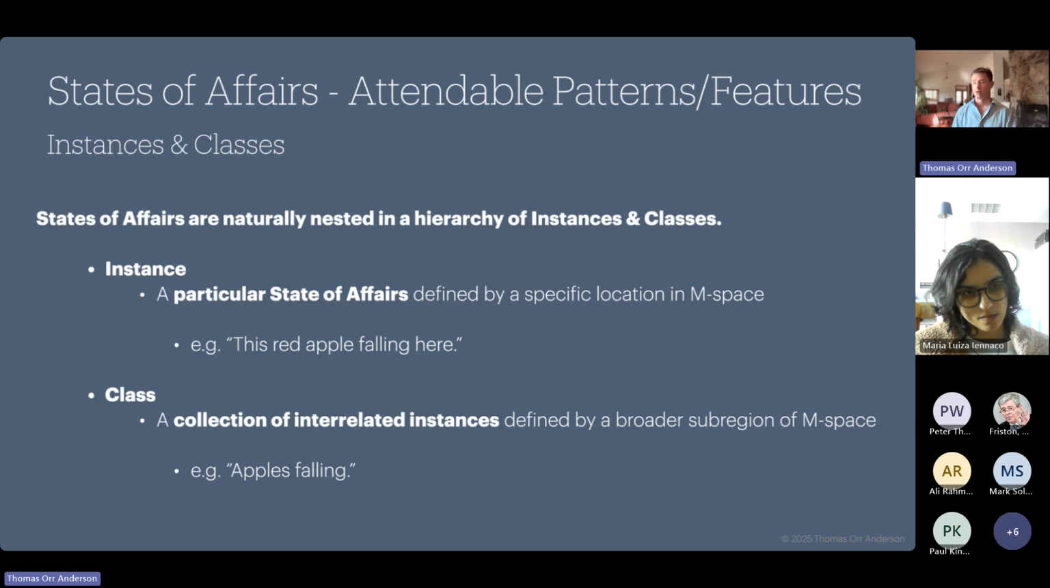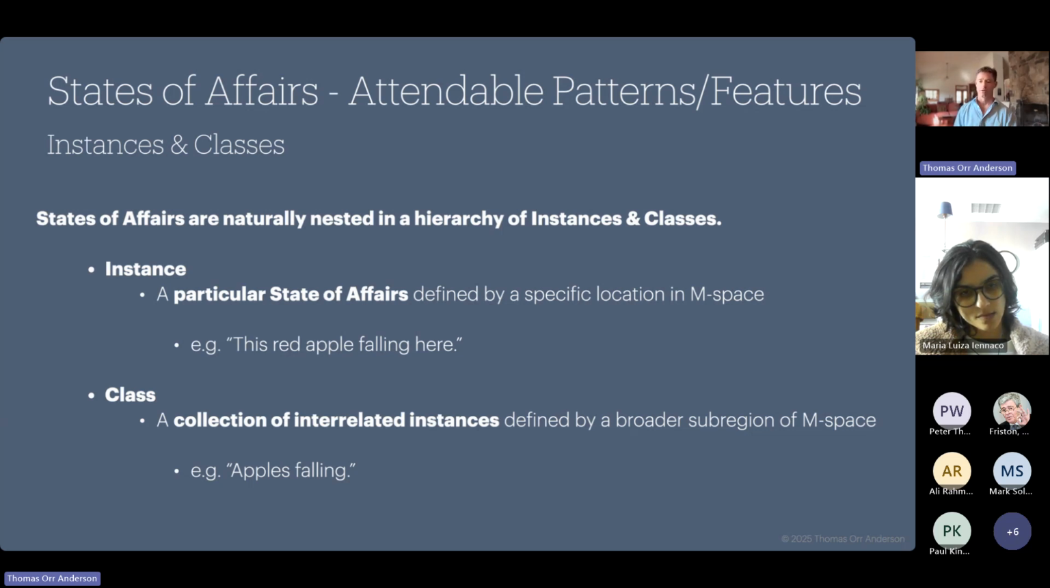One term I keep using is states of affairs, and by that I mean attendable patterns or features. And these are naturally divided into instances and classes. So instance being a particular state of affairs, which would be defined by a specific location in M space. For example, this red apple falling here, or a collection of interrelated instances defined by a broader region of M space, such as, for example, apples falling.